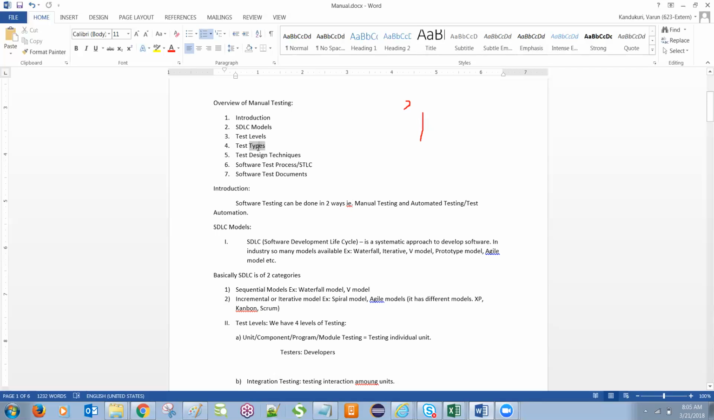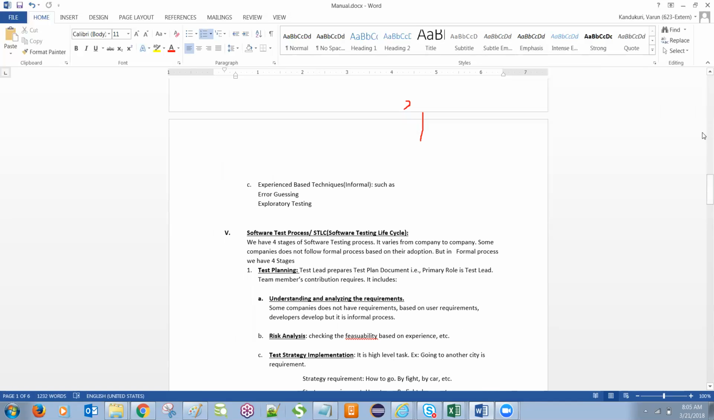And next is testing types. What all the testing types are which we need to perform to complete the deliverable. All those topics will be covered in test types and test design techniques: the design techniques we need to follow while writing test cases. This is especially for us. Then the software test process, the testing process we need to perform, and software test documents, the documents we need to prepare. All of these are very important topics for us.